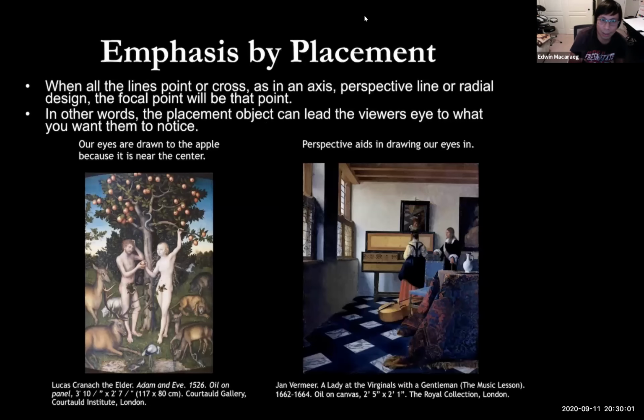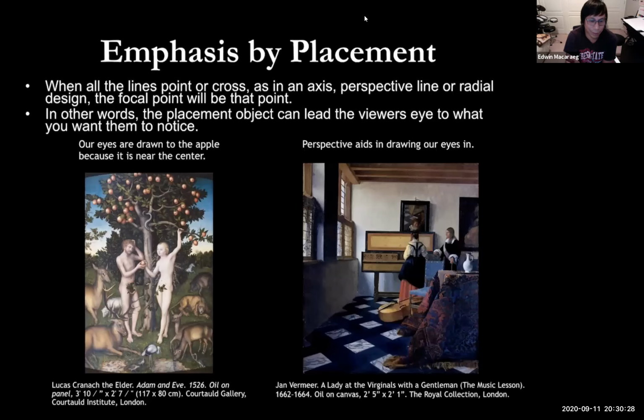When all the lines point across, as in an axis, perspective line, or radial design, the focal point will be that point. So we have these lines that are actually guiding us towards a particular area. In other words, a placement object can lead the viewer's eye to what you want them to notice. Our eyes are drawn to the object because it's near the center.